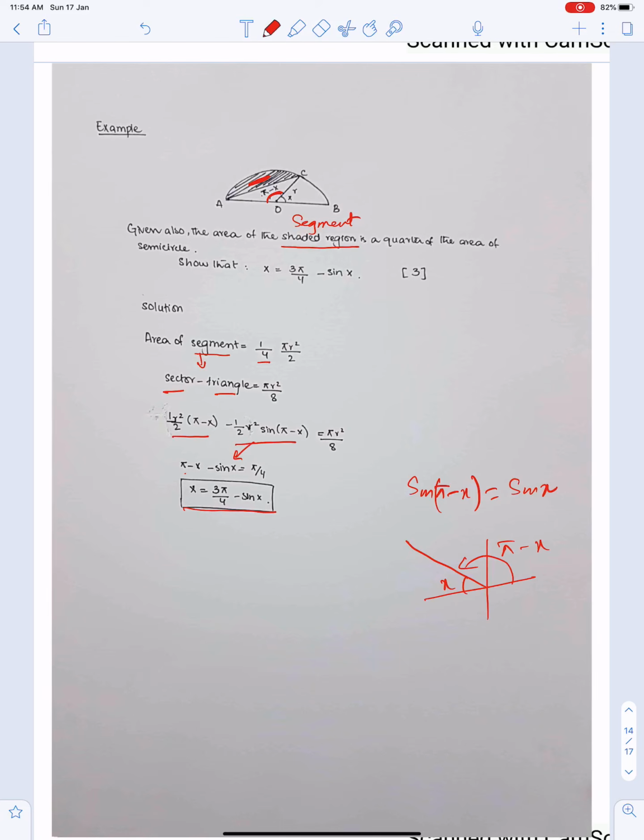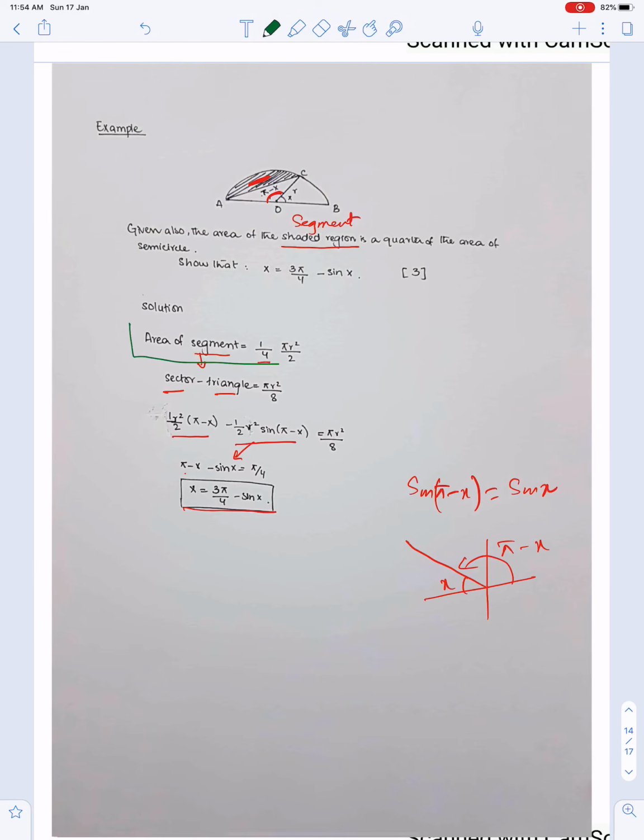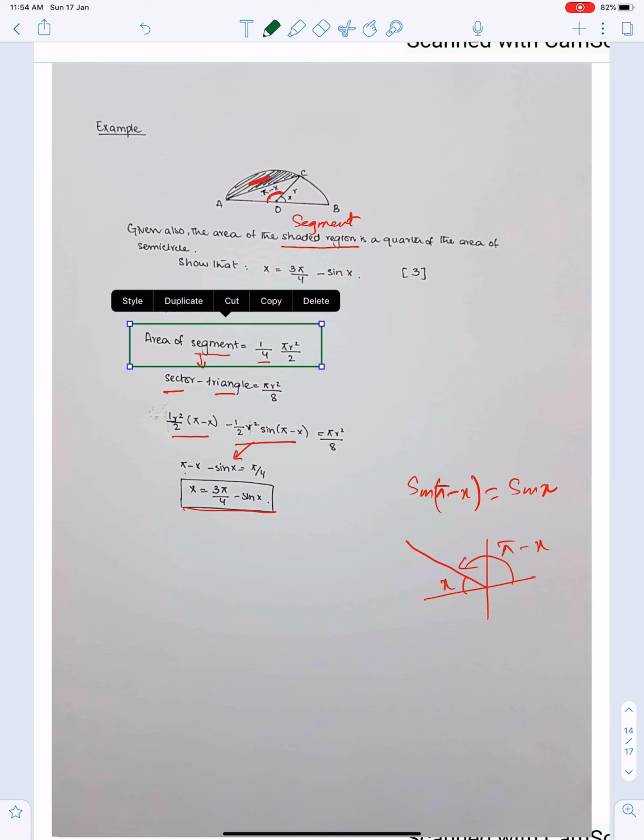So the most important step is this given information. This given information is very important.